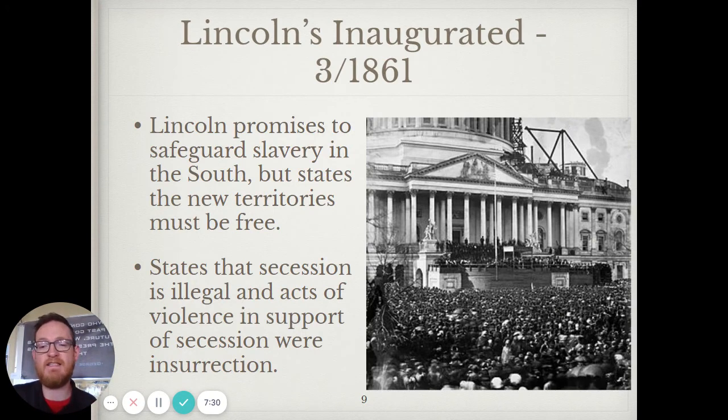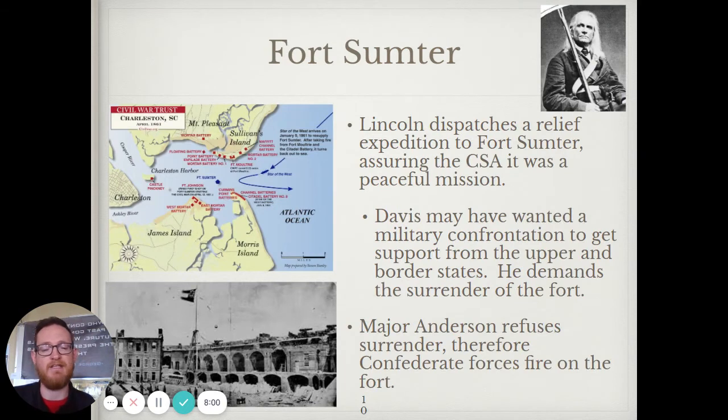So in March of 1861, Lincoln is inaugurated. He does promise again to safeguard slavery in the South, but says that new territories must be free. He states his view that secession is illegal and that acts of violence in support of secession would be considered insurrection. So you might be wondering, what was happening in the time period between Lincoln's election and inauguration? Well, you have President James Buchanan in there, who basically does nothing. He doesn't do anything to try to keep the South in. Again, a weak leader who doesn't really try to do anything about this.